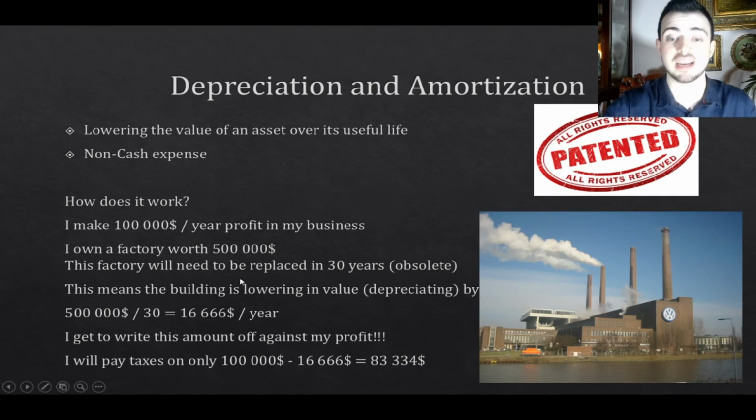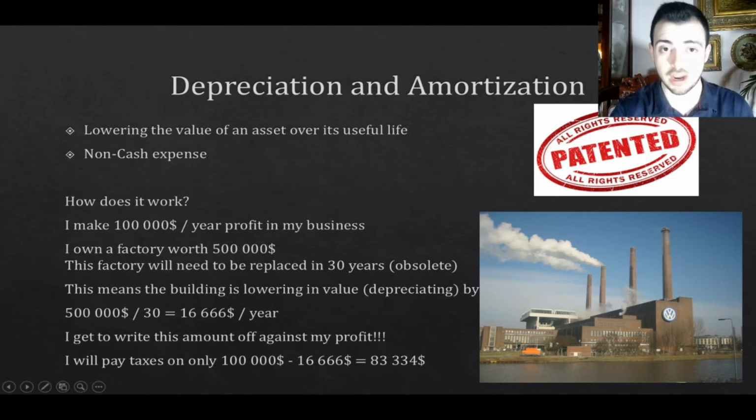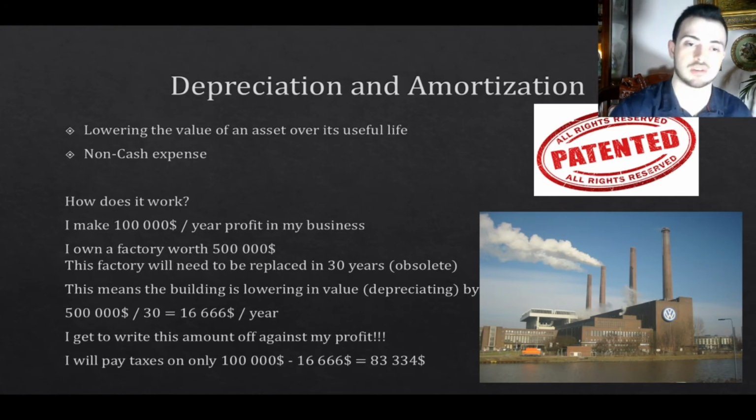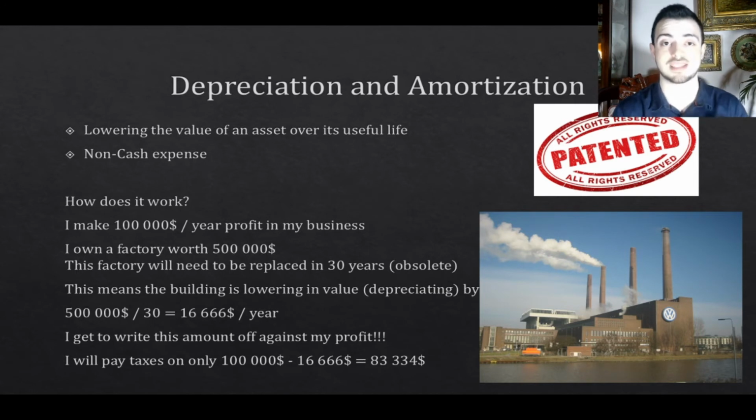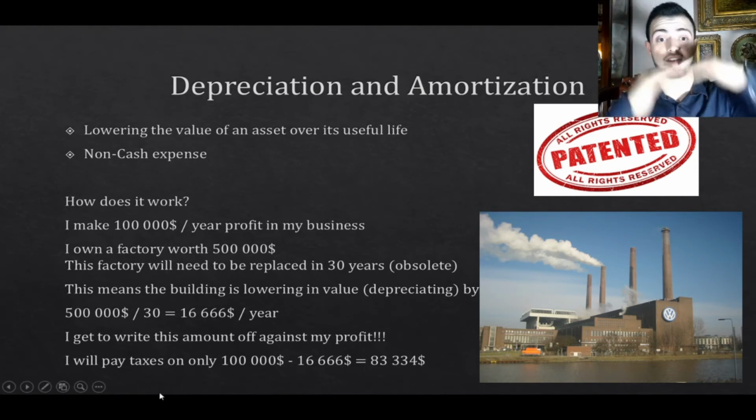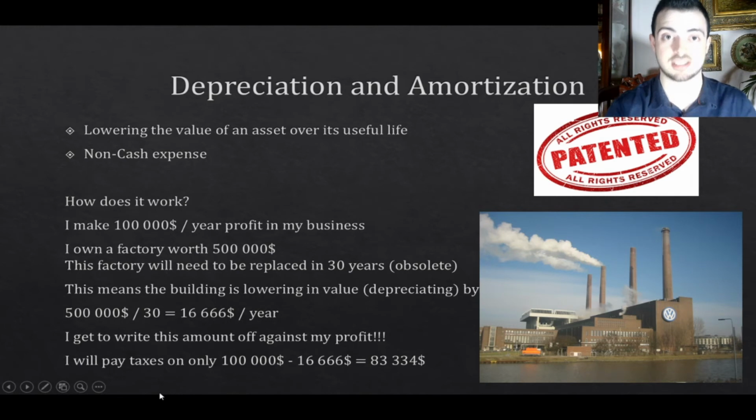This means that the building is lowering in value by $16,666 per year. How I got this math is I used $500,000, which is the worth of the factory, and I divided it by 30 years. It is not a linear depreciation, but I'm just going to assume it for simplicity's sake. Usually it's an exponential graph, so you depreciate less and less technically as time goes on. But we're going to assume that it's a flat rate of 16,666 a year.